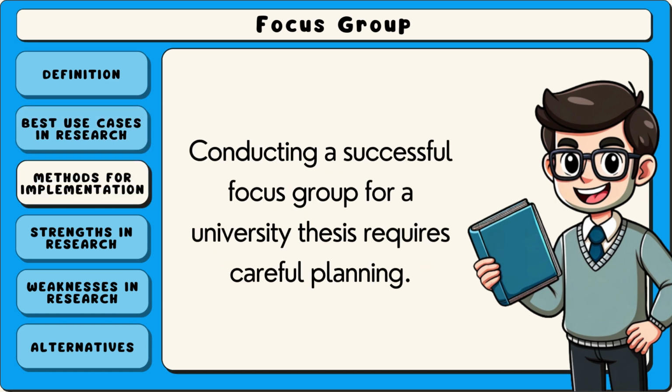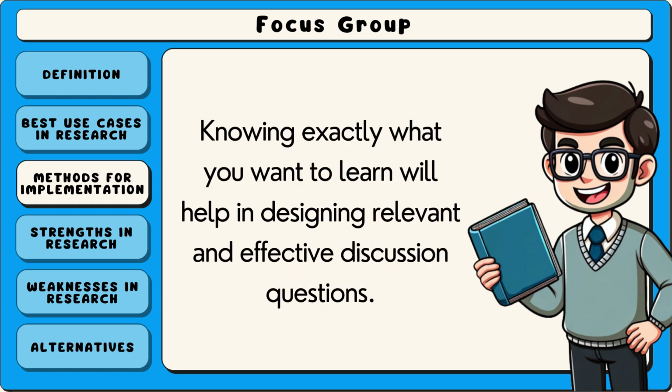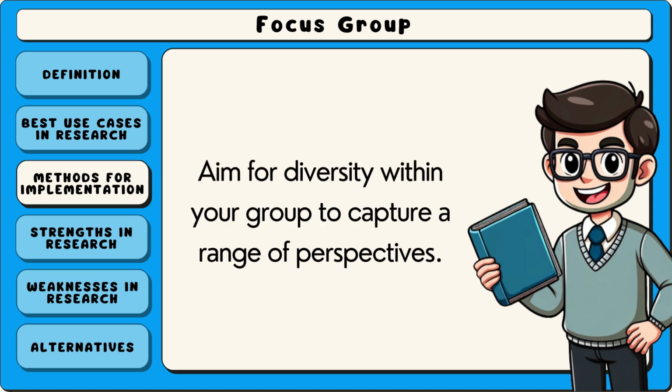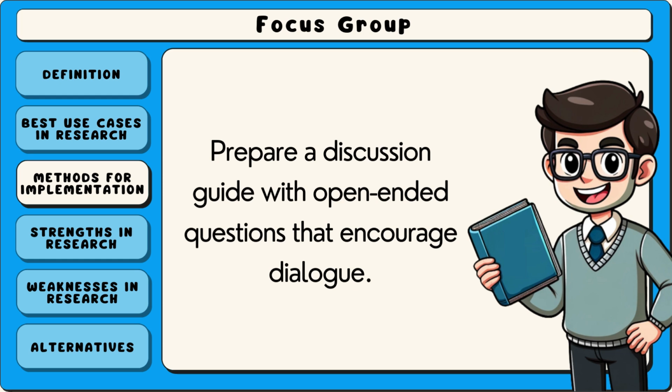Conducting a successful focus group for a university thesis requires careful planning. Start by defining clear research objectives. Knowing exactly what you want to learn will help in designing relevant and effective discussion questions. Next, recruit participants who represent the population you're studying. Aim for diversity within your group to capture a range of perspectives. Choose a suitable setting, such as a quiet room on campus or an online platform for virtual sessions. Prepare a discussion guide with open-ended questions that encourage dialogue.